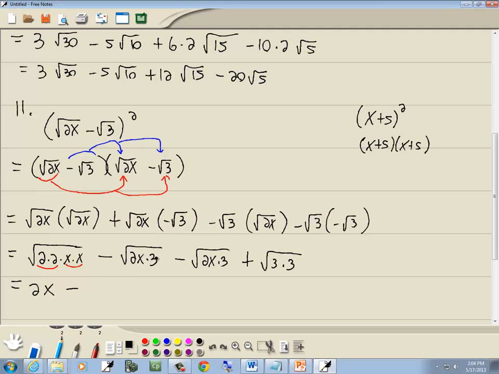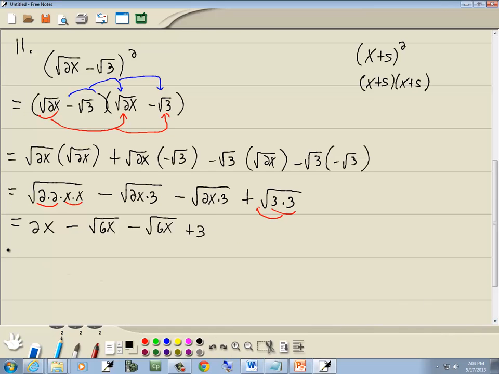Minus, there's no pair of anythings here, so I can just multiply this together. 2 times 3 is 6, so we got 6x. Minus, square root, 2 times 3 is 6x. And here we got a pair of 3's. A pair of 3's is going to come out as a single 3. Now always combine together, no matter where you are in math, combine things that are alike. See how these both have a square root of 6x? I'll add the numbers that are out in front. Negative 1 minus 1 gives me a negative 2 square root of 6x plus 3. And that's our answer.